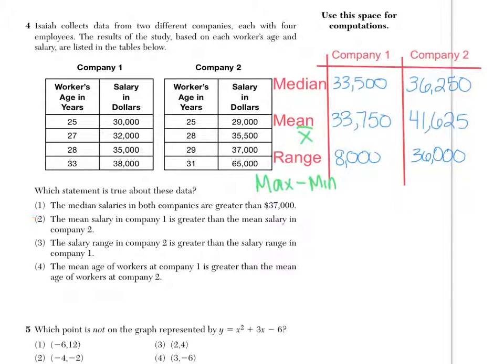and as you can see, number 1, 2, and 4 are all incorrect, but 3 is correct because the range in company 2 is greater than the salary range in company number 1. Some of you may have just looked at these answer choices before doing the one variable statistics and realized that clearly was the case by looking at the values, but I wanted to show you the most thorough method.